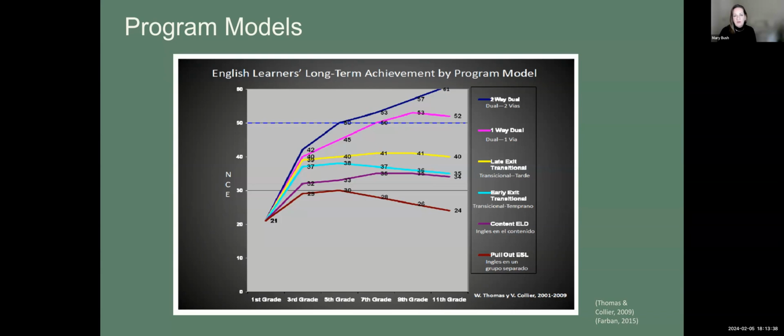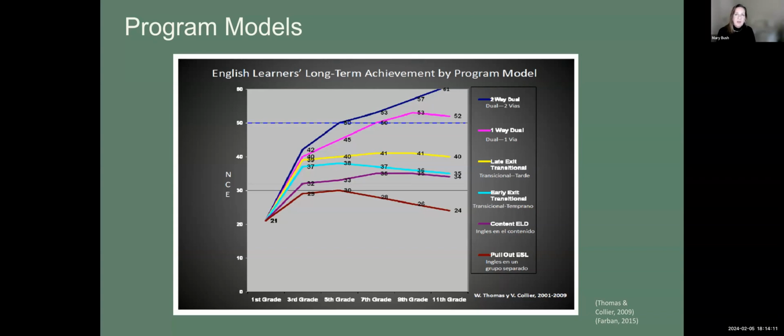Most of our school districts do not have bilingual programs. Most of them have English as a second language programs, and many of those are pull-out programs. So what that means is that a student's English language instruction is provided by a certified ESL teacher in one way or another, either through their content classes or in their ELAR classes. So that's what most of our districts have.